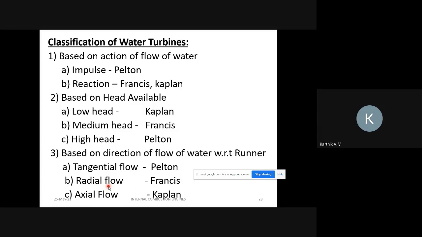Third one is the axial flow turbine. Water is entering in a direction parallel to the rotation of the rotor, the runner blade. That is called axial flow. Axial is nothing but parallel direction, radial is nothing but perpendicular direction, tangential is nothing but tangential direction to the circumference of the runner circle. So this is classified into three types based on the direction of the flow of water. This is the classification of water turbine. Next, we'll see one by one.